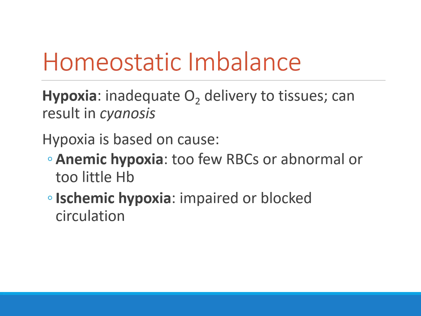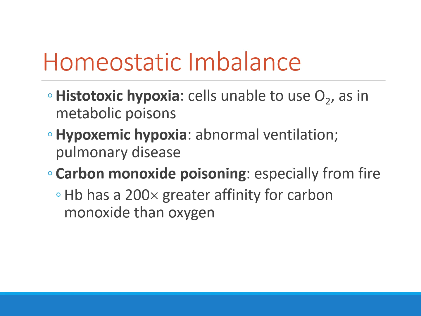Some homeostatic imbalances. Hypoxia is when you're not getting enough oxygen delivery to your tissues, and that can result in cyanosis, or the bluing color around the lips and the beds of the nails. Hypoxia is based on cause. So anemic hypoxia is when you don't have enough red blood cells, or they are abnormal, or they're not carrying enough hemoglobin. Ischemic hypoxia means that you have impaired or blocked circulation. In histologic or histotoxic hypoxia, the cells are unable to use the oxygen. This is what happens with metabolic poisoning.